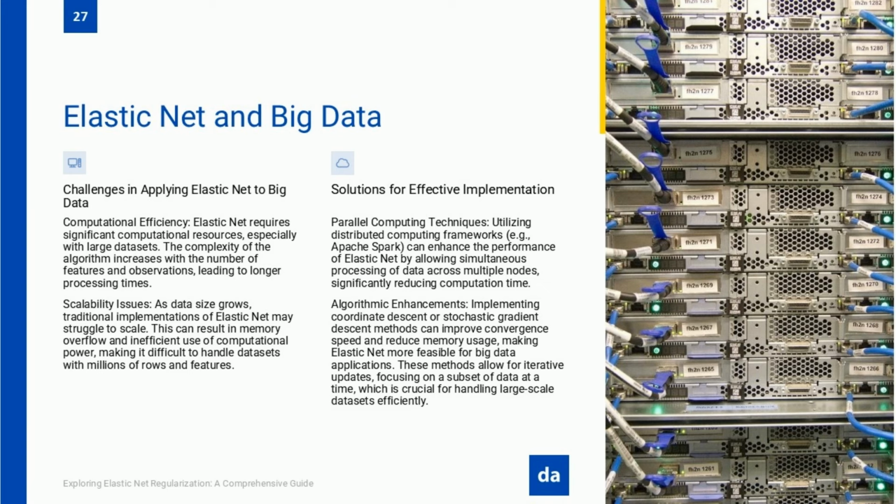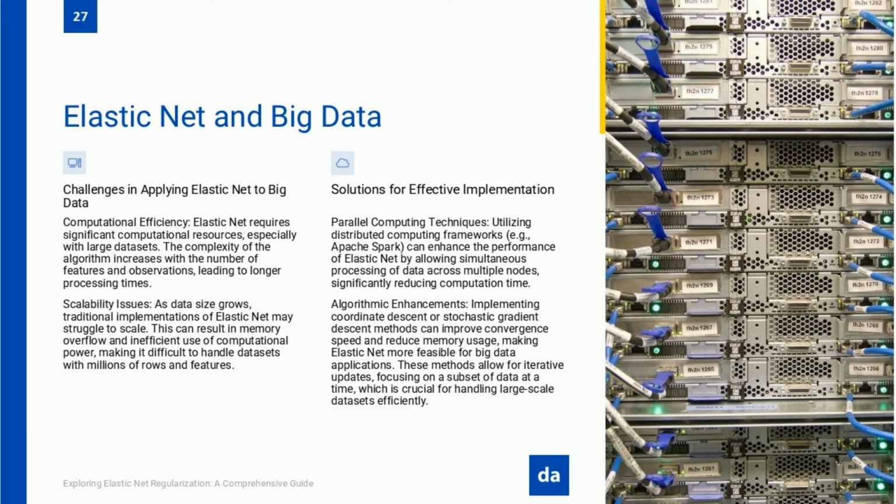Another key optimization is sparse data structures. In big data environments, datasets often have thousands or millions of features, many of which are zero or irrelevant. Instead of storing and computing on every feature, sparse matrix representations help Elastic Net focus only on the important variables, dramatically reducing memory usage and computation time.